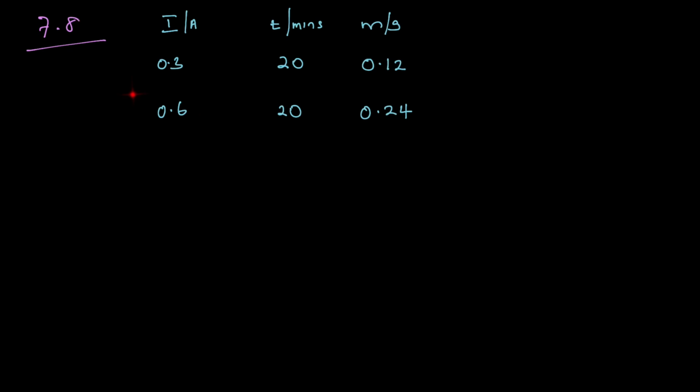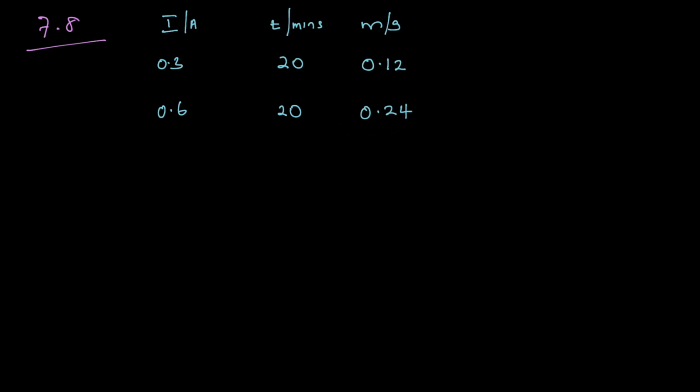Use figure 5. Relative atomic mass of copper equals 63.5 grams per mole. The Avogadro's constant equals 6.02 times 10 to the power 23 per mole. So at a current of 0.6 amps for 20 minutes, the mass obtained is 0.24 grams.